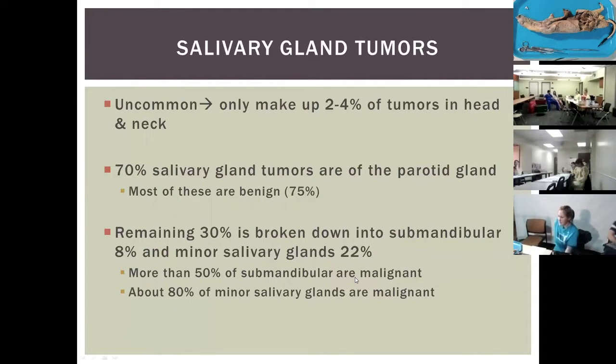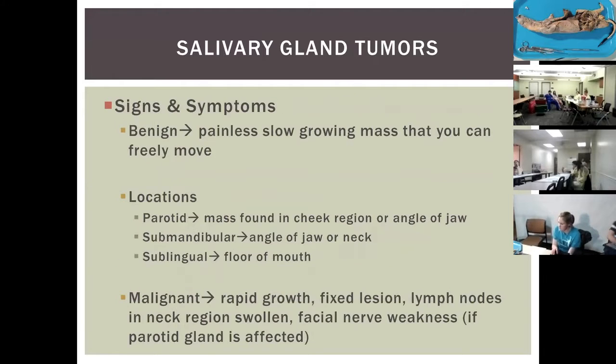You can also have salivary gland tumors. These are very uncommon. They only make up 2 to 4% of the tumors that are found in the head and neck. The most common gland to find a tumor in is the parotid gland. And most of those are benign, meaning they aren't cancerous. Of the 30% left of salivary gland tumors, submandibular gland only makes up 8%, and the rest are in minor salivary glands. However, in both of these categories, at least half or more than half are malignant, meaning that they are cancerous.